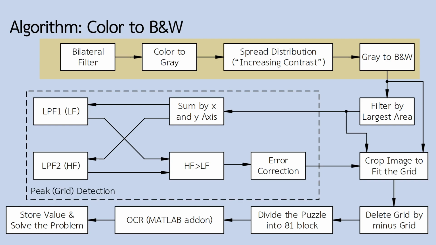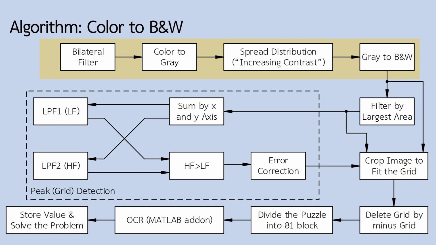First, I convert the color picture into black and white. To do that, I use a bilateral filter. It's just to blur the image a bit, so the noise can be a bit lower, and when you change it to black and white, it doesn't get sprinkled with dots everywhere, something like that.